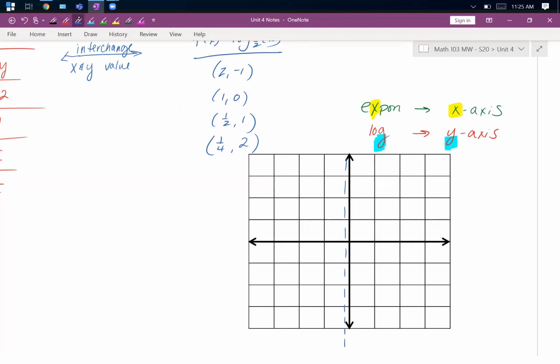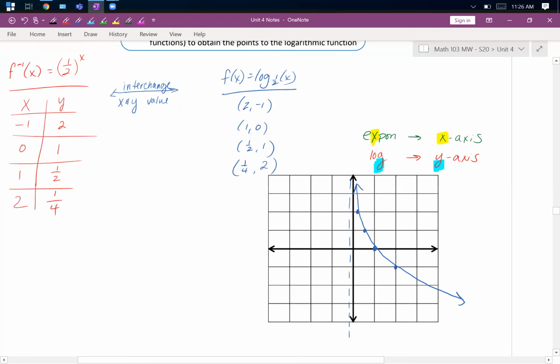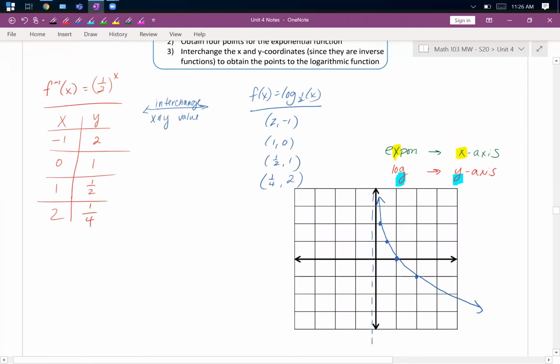All right, plotting my points. 2, -1. 1, 0. 1/2, 1. 1/4, 2. We know with asymptotes that one end of the graph always has to tend towards the asymptote, and it's going to be the end that's already close to the asymptote. And there we go. Questions on the graph of f of x equals log base 1/2 of x?